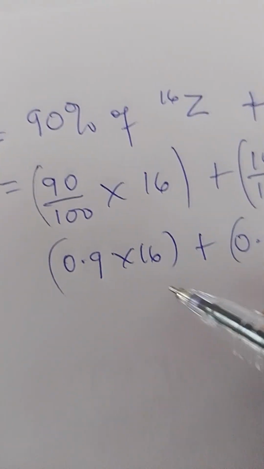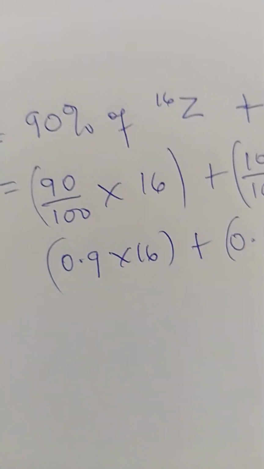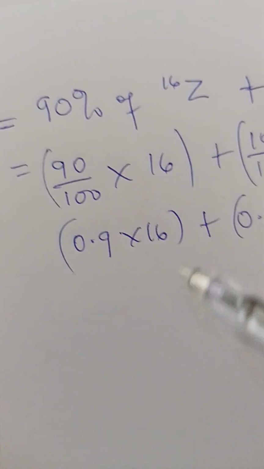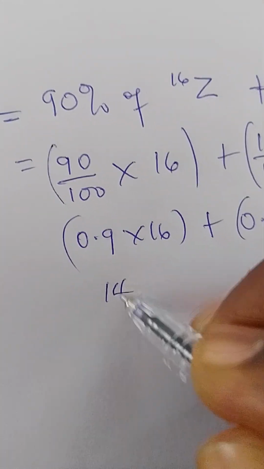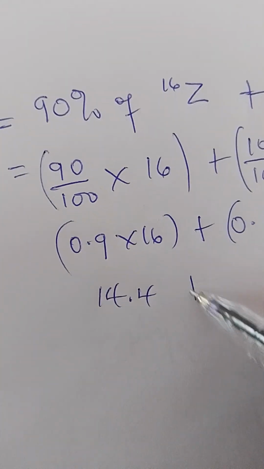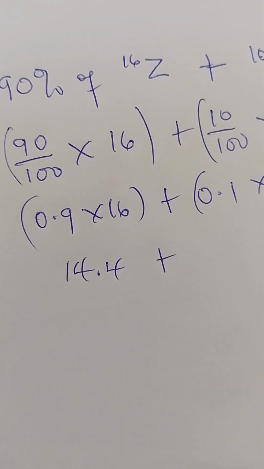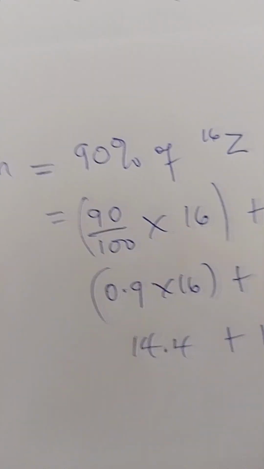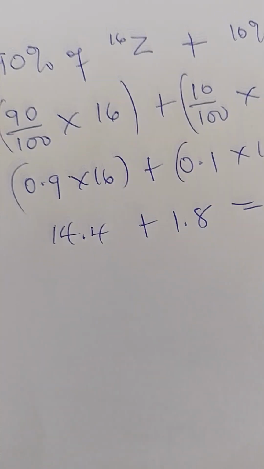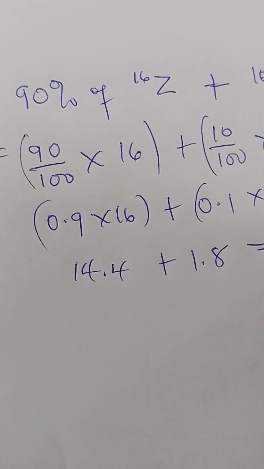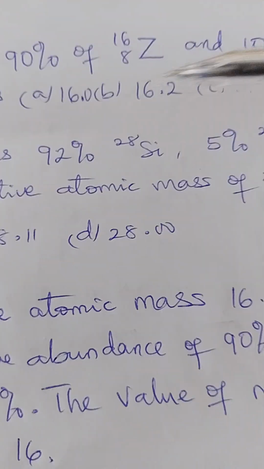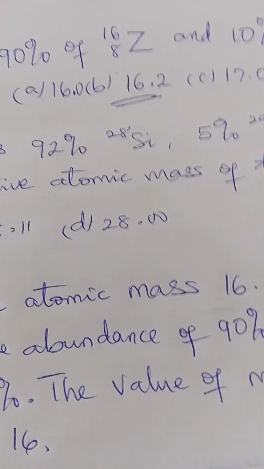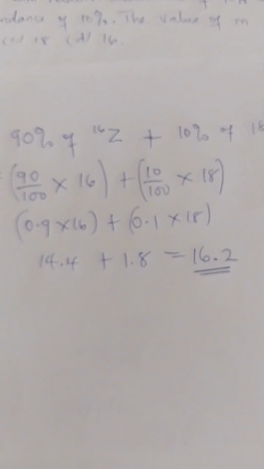So let's punch now. 0.9 times 16. When you punch, that will give you 14.4, plus 0.1 times 18, that gives you 1.8. So this will be equal to, when you add them together, 16.2. That's the final answer. Come to the options. A is 16.0, B is 16.2. Of course that's the answer, so this is the answer here. This is how simple that could be.